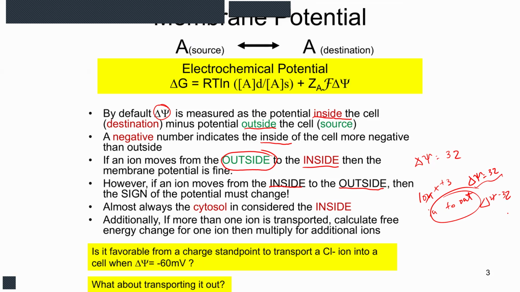Now, if more than one ion is transported, calculate the free energy change for one ion, then multiply for additional ions. Is it more favorable, from a charge standpoint, to transport a chloride ion into the cell when delta psi is negative 60? Okay, so we are going into. Let's go ahead and look at this and basically process this question.